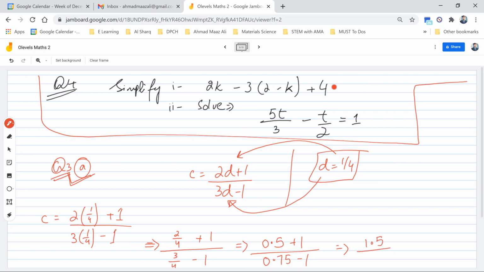1.5 and 0.75 minus 1 is? What is 0.75 minus 1? Minus 0.25. All right, so yes, you can have this answer as well, or you can simply do some other way, which is, let's say, minus 1.5 upon 0.25.